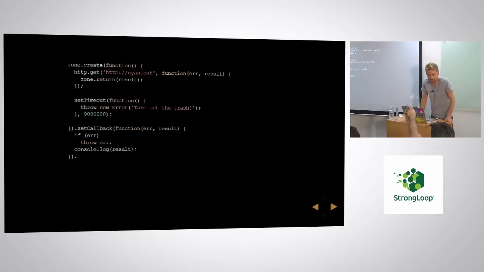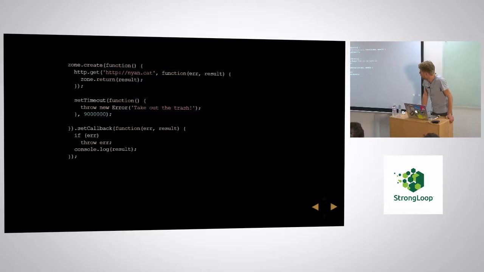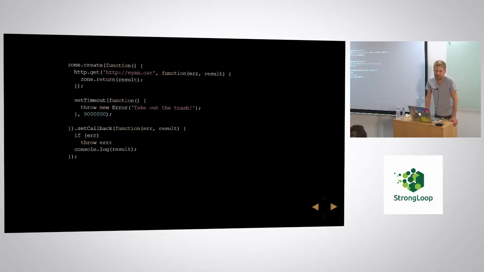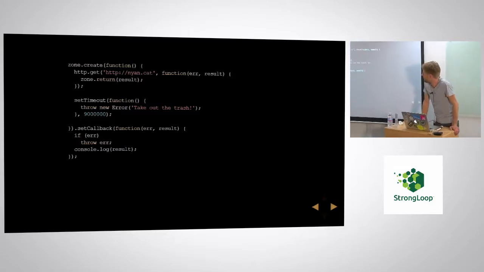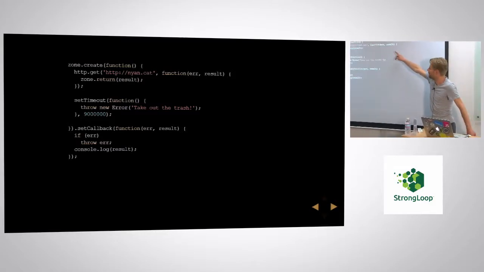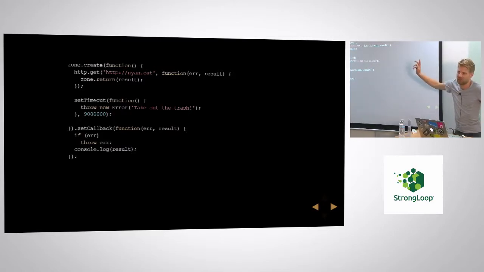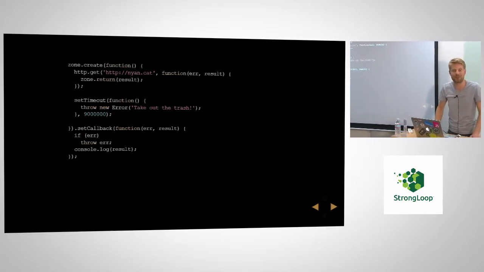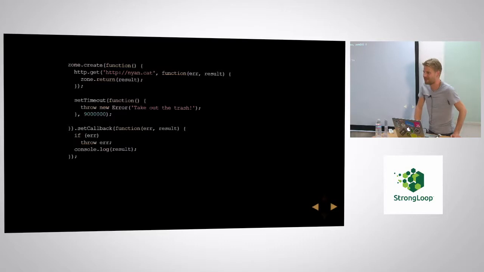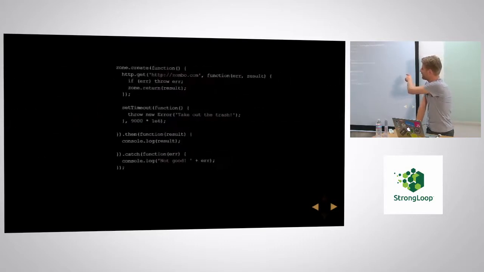Yes? So what do you do with the error in the first HTTP get there? Function (error, result), zone.return? Yeah, so that's a bug in this example. Basically the error gets ignored here. So you should throw it in this case. This is also not how HTTP.get works. It should be a request.get, but let's take it conceptual. I'll do that many more times, by the way. So if you can laugh at me a little bit.